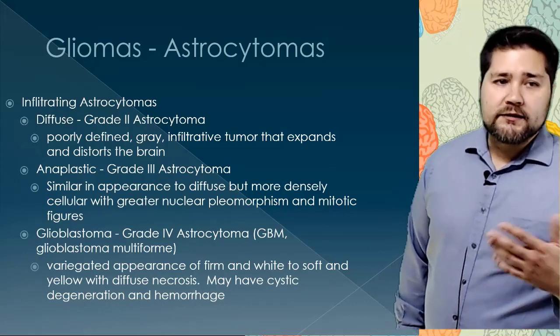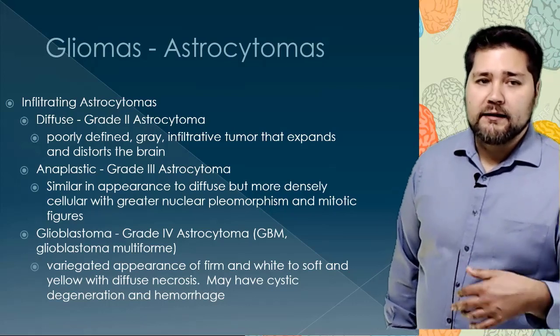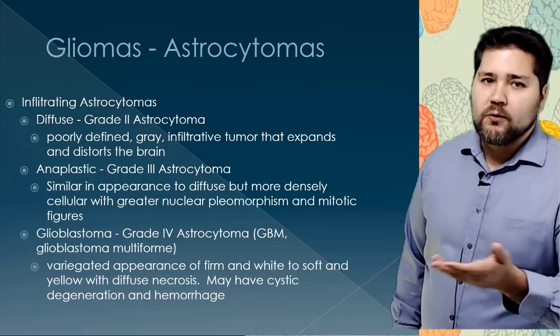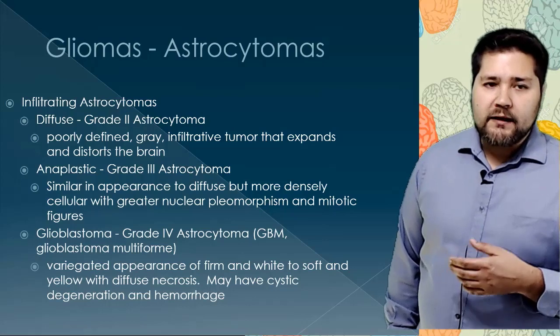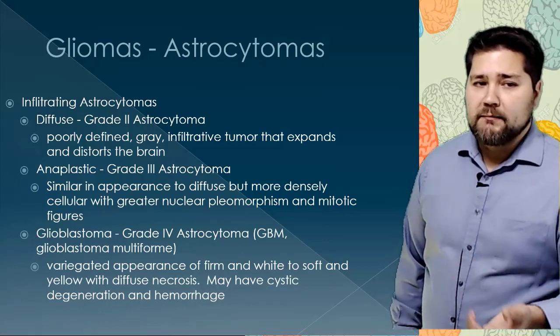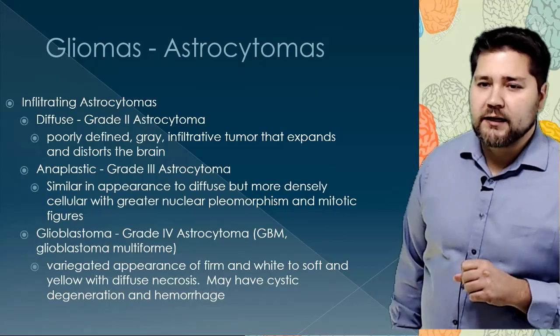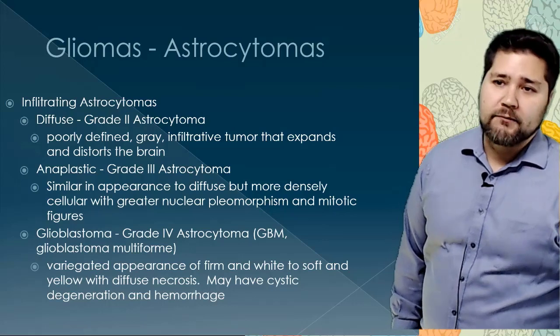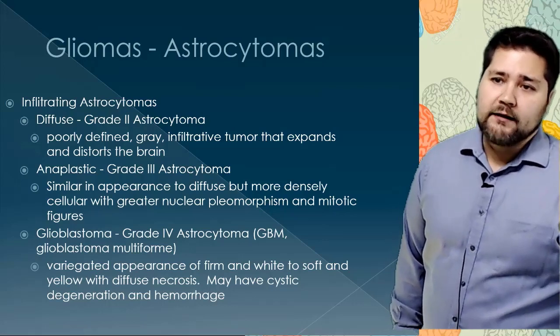And the breakdown of those is diffuse is going to be poorly defined and gray with infiltrating borders, but we don't really get a lot of hemorrhaging, or it looks relatively okay. And anaplastic is going to be a little more on pleomorphism and maybe some mitotic features. You might see a little bit of hemorrhaging in there. And then you take that all the way to a glioblastoma, which is going to have necrosis and hemorrhaging throughout and be highly infiltrative.